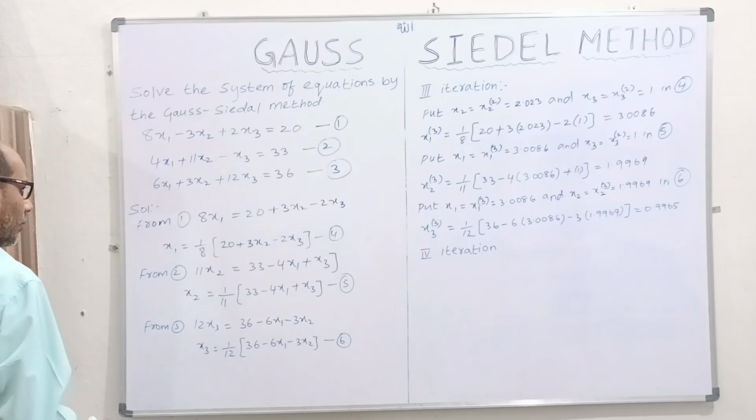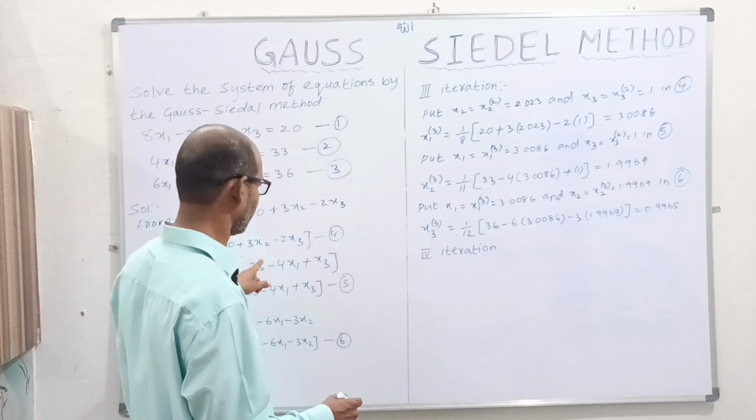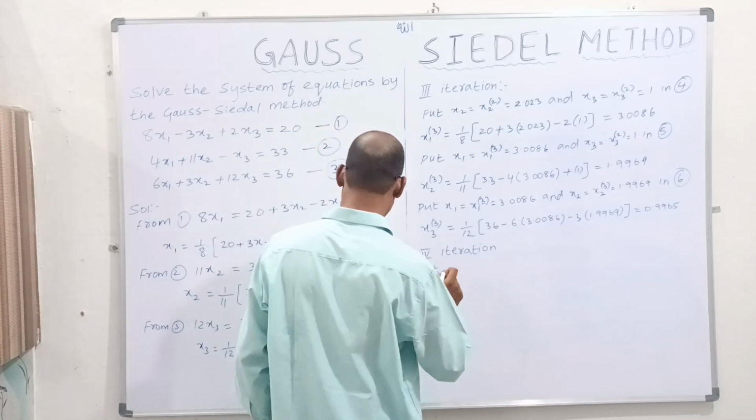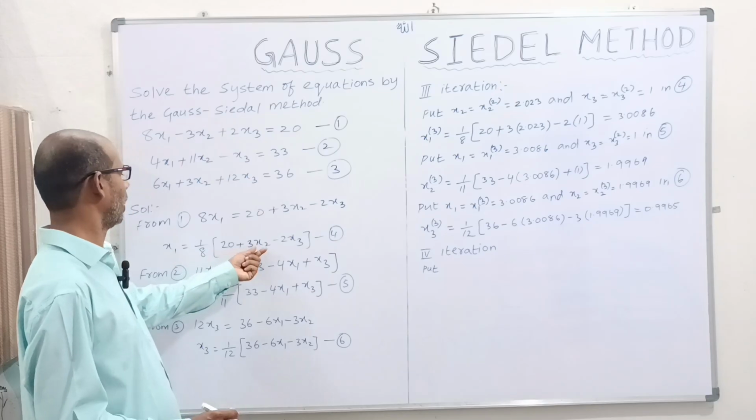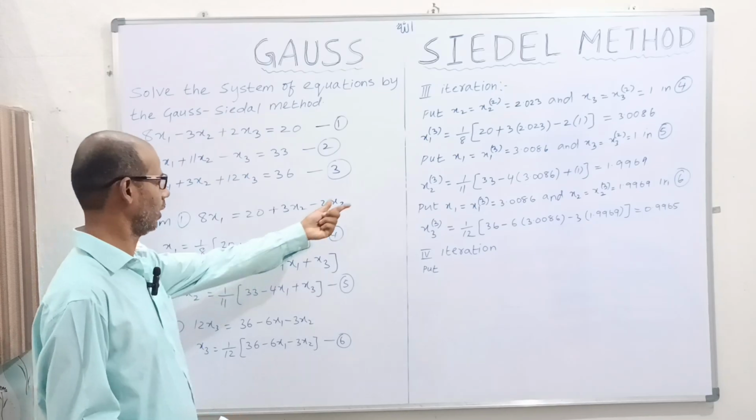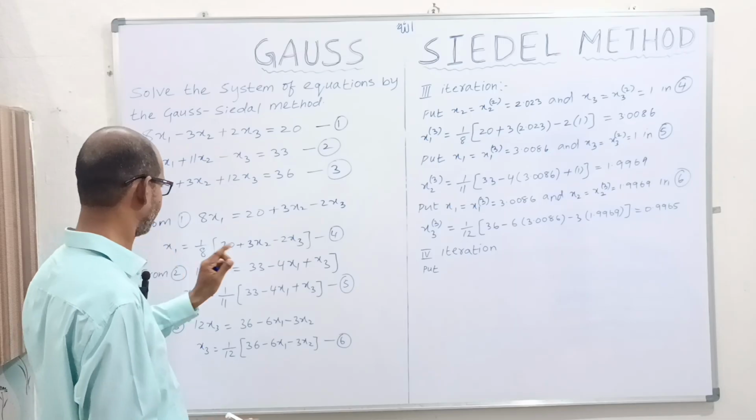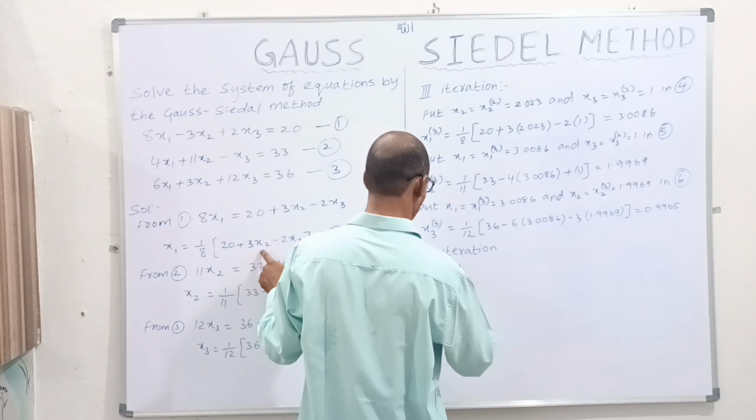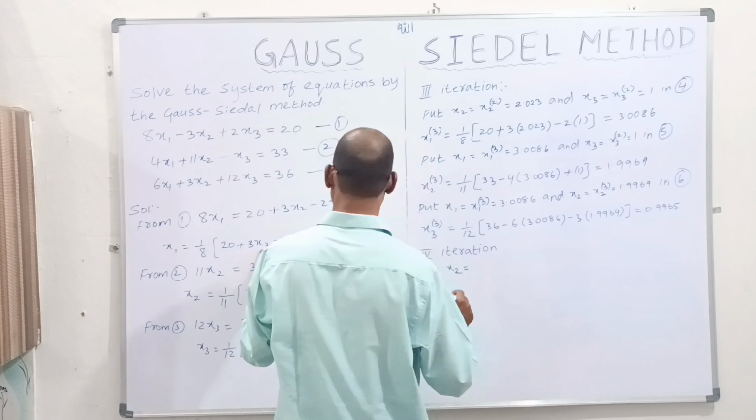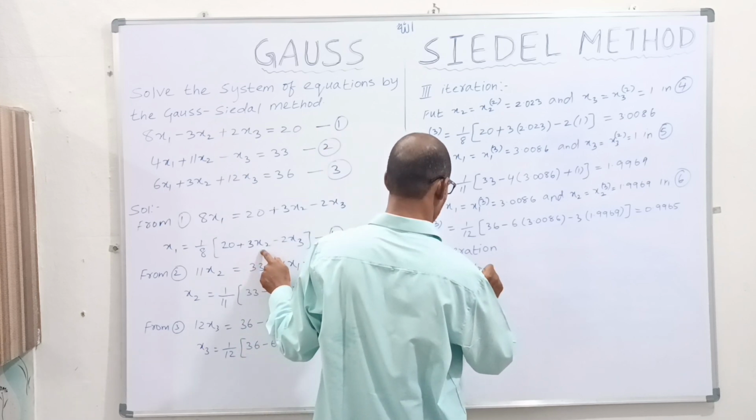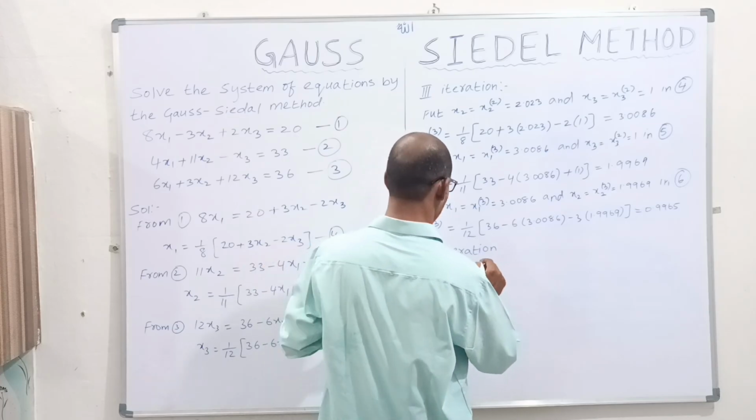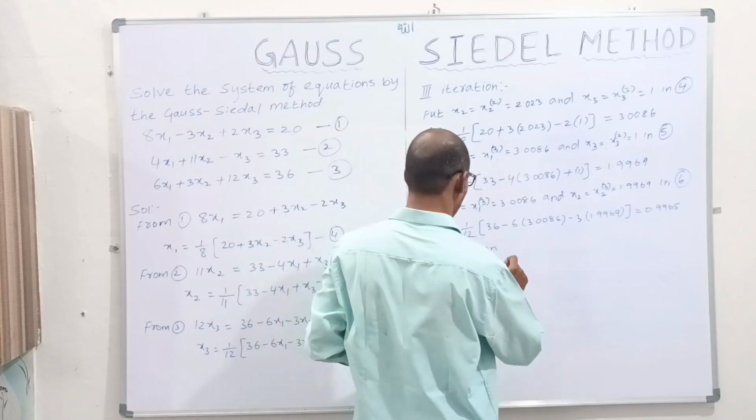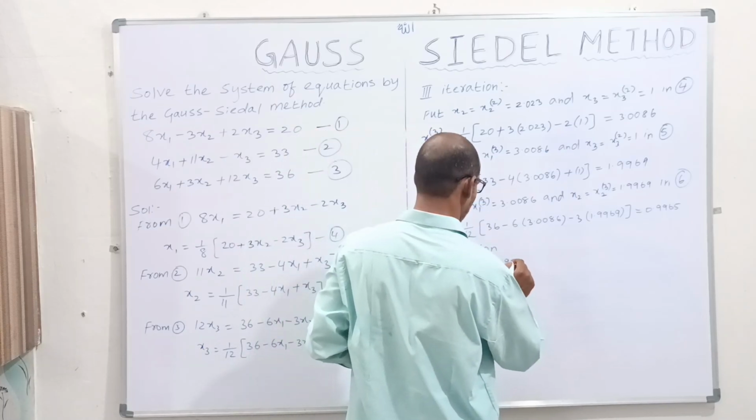Now let us go for the fourth iteration. For the fourth iteration, what we have to do? We have to find x1. So we have to use x2 and x3, which have been obtained in the third iteration. Put x2 equals x2 from the third iteration. So x2 from the third iteration is how much? 1.9969.